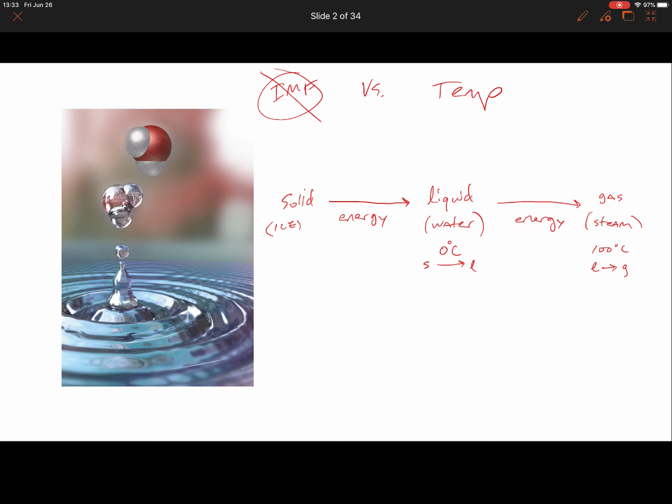Now, the reason that there are temperatures where these transitions take place has to do with the competition between the intermolecular forces and the temperature. Now the temperature, again, we can think of it as the energy, let's call it kinetic energy. It's the kinetic energy of the molecules. Okay, so let's take a different example while we're looking at water here.